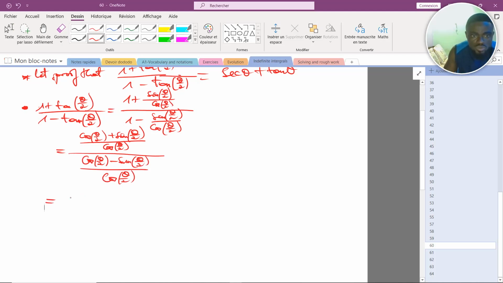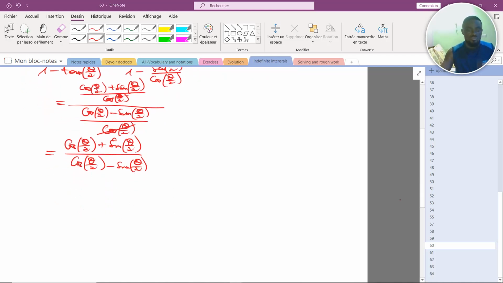This will become, this and this will go, because this divided by this and this will interchange, and naturally this will go with this. I hope you understand what I'm saying. So this will be equals to cos theta on 2 plus sine theta on 2 all over cos theta on 2 minus sine theta on 2.